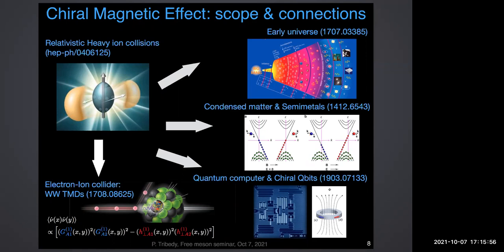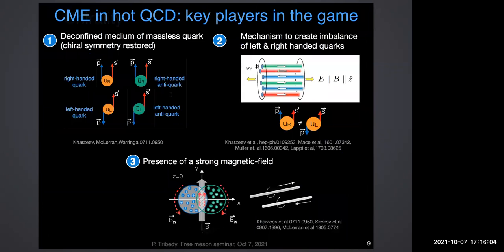So we study a lot of phenomena in heavy ion collisions, but this seems to have incredible scope and connections, which gets us excited. So coming to our case, CME in hot QCD medium, that's the thing we want to discuss. So I just wrote down what are the key players in the game. There are 3 key players in the game.